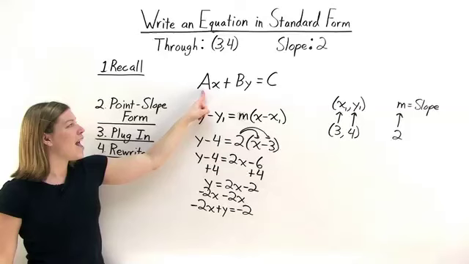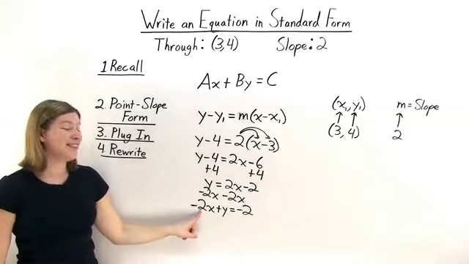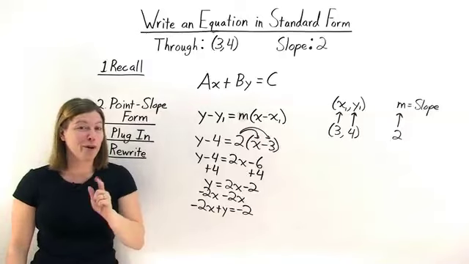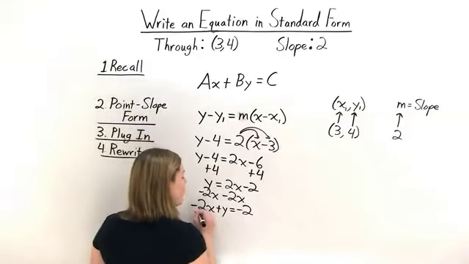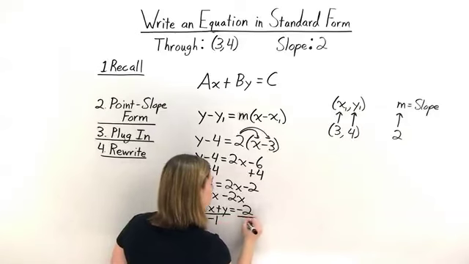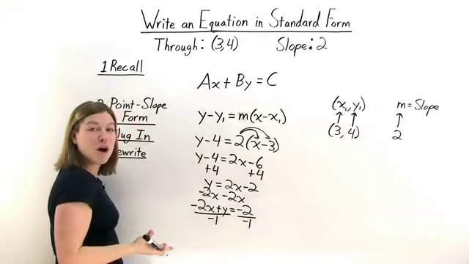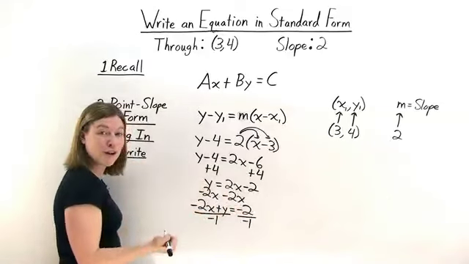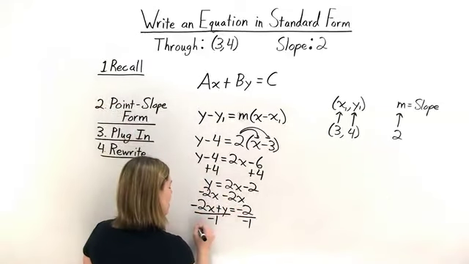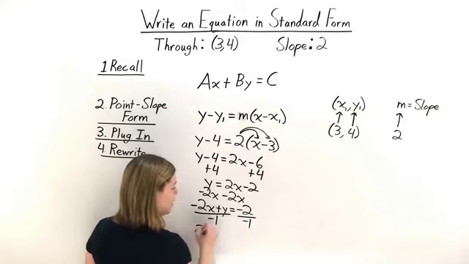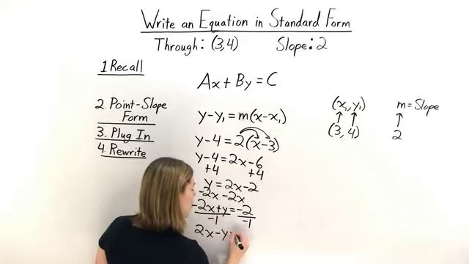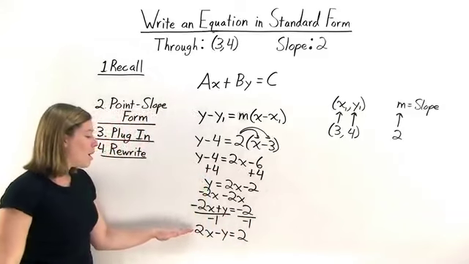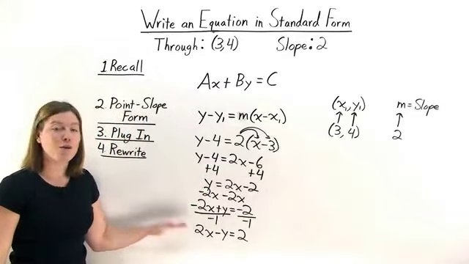Remember, this a cannot be negative, and that's exactly what we have. So we need to change the sign of that term. One of the ways to do that is to divide both sides by negative 1. Dividing by negative 1 will change the sign of each term, and we want to make sure to do it to everything. Well, when we do this, negative 2x becomes a positive 2x, positive y becomes negative y, and on the right, negative 2 becomes positive 2. So we end up with 2x minus y equals 2.